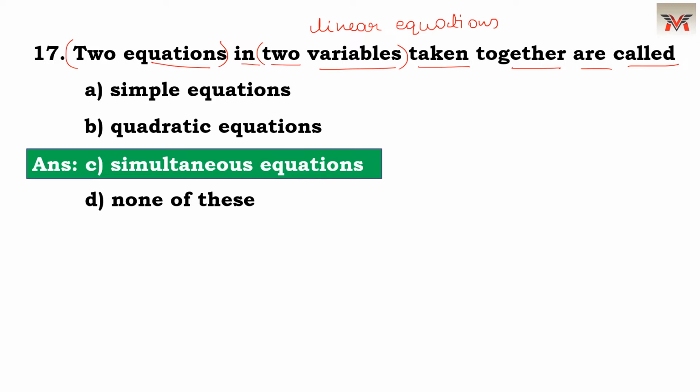So what are simultaneous equations? Simultaneous equations are nothing but the equation consists of two or more variables, okay? Two or more variables, and the variables will be same for the given equations. It is known as simultaneous linear equation. Okay, so the correct answer here is option C. We'll move on to the next question.